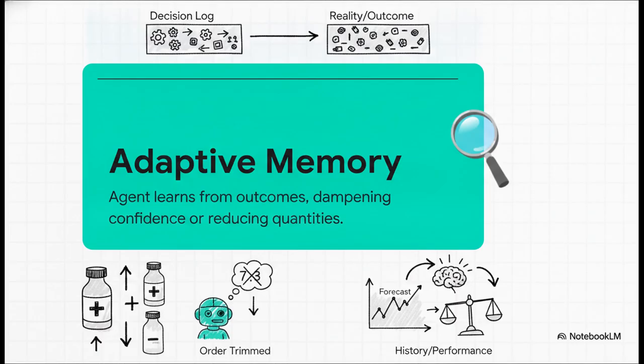Every single decision the agent makes gets logged. Later, what actually happened in reality is recorded right next to it. Just like a seasoned human manager, if a specific drug category was repeatedly overordered in the past, the agent explicitly trims the new order. It doesn't just blindly trust the forecast, it contextualizes it with its own historical performance.